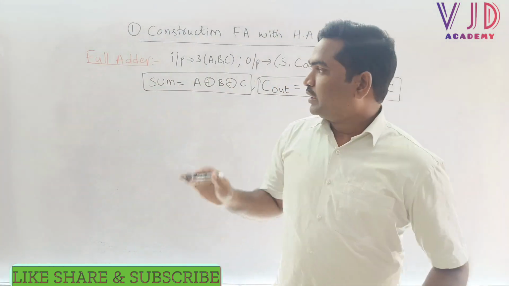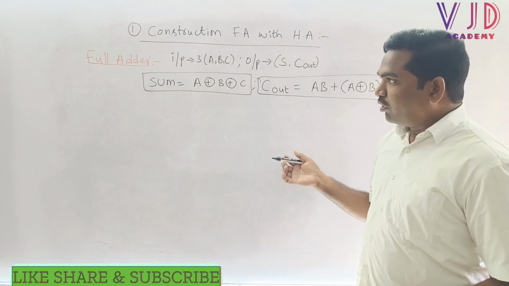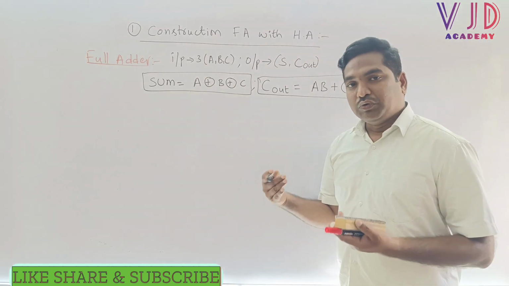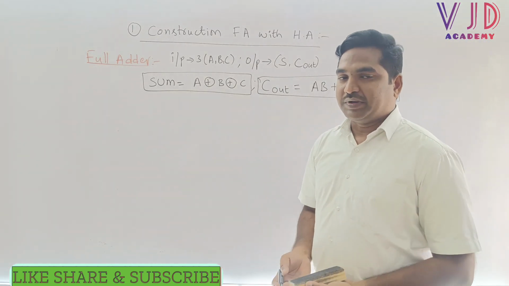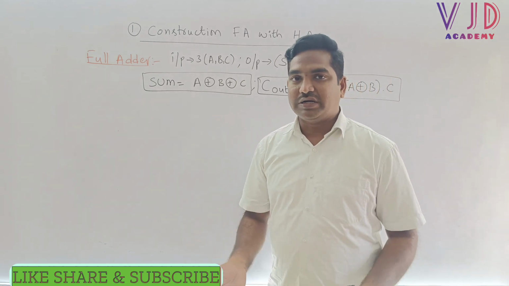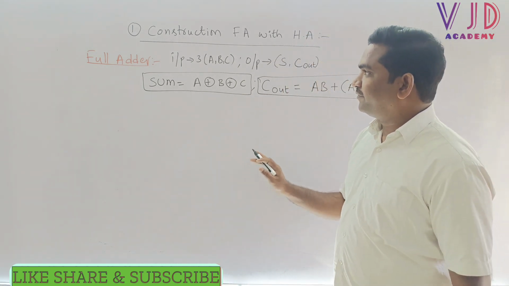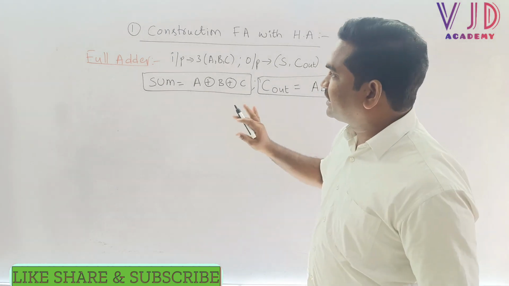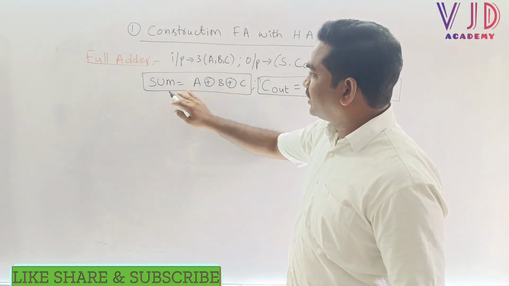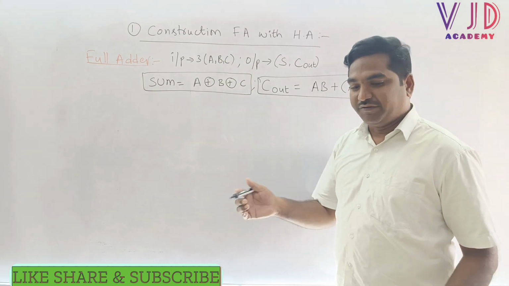Let us try to implement these two outputs with the help of 2 half adders, or 2 half subtractors, by using NAND gates, NOR gates, whatever it is. Let us try to prove. Now, as a point of review, let us try to implement these 2 outputs with the help of half adders.